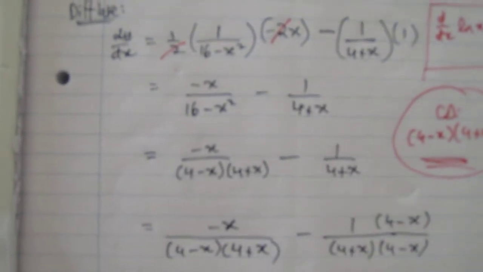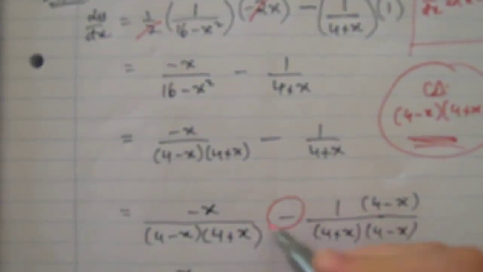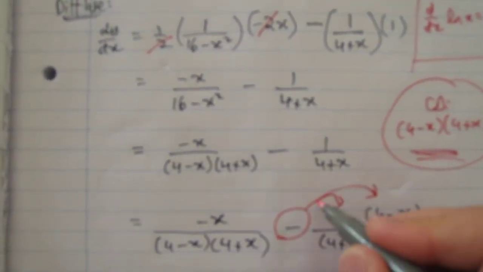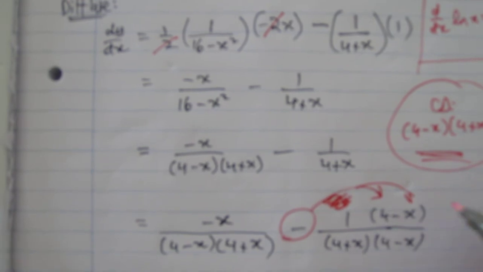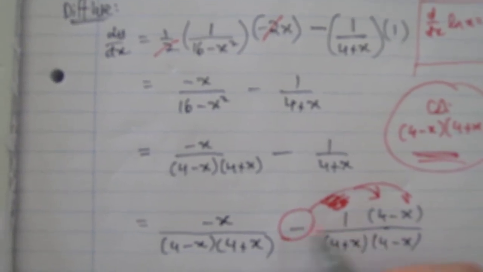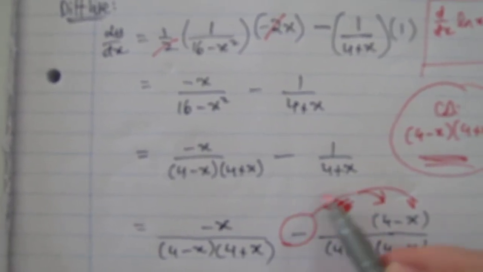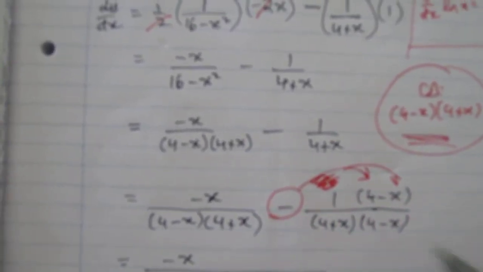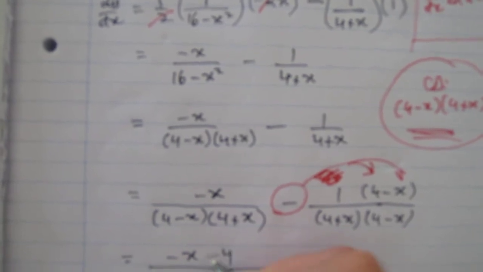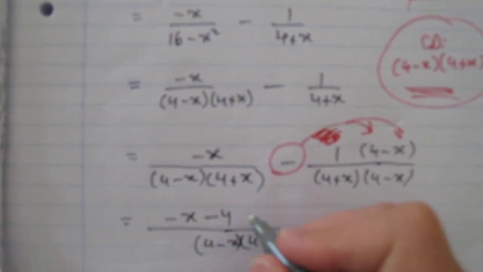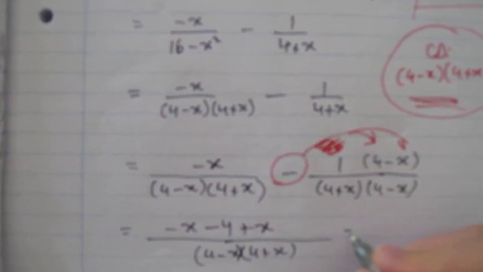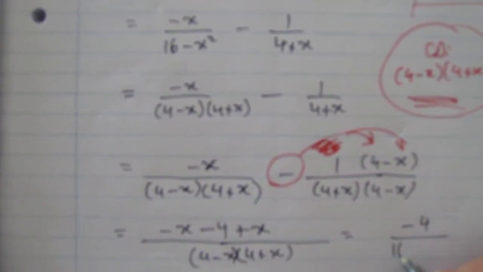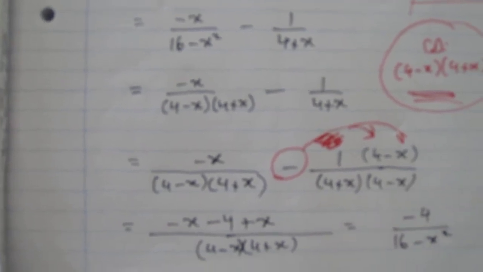Now this minus needs to be multiplied into the top line. This is a minus 1 times whatever's in the bracket. So you've got to multiply the minus by the 4, and you've got to multiply the minus by the minus x. So minus by 4 gives me minus 4. Minus by minus x gives me plus x. So I actually end up with minus 4 plus x on the top line, and if you want to multiply that back out, that's 16 minus x squared on the bottom.